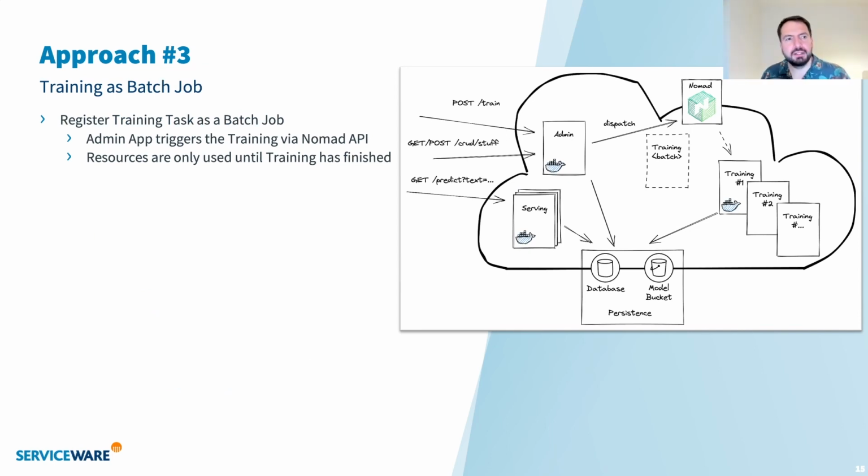So the third approach we took was a more Nomad cloud native approach. We said, okay, the training task, as long as it doesn't do anything, doesn't run at all, but we can define this training task as a batch job. Therefore, our admin part of the application decides when to trigger training by going to the Nomad API and telling it that it should dispatch one new training job. And this training job runs and completes successfully. All the resources are completely freed again.